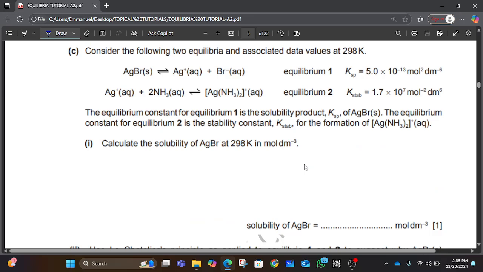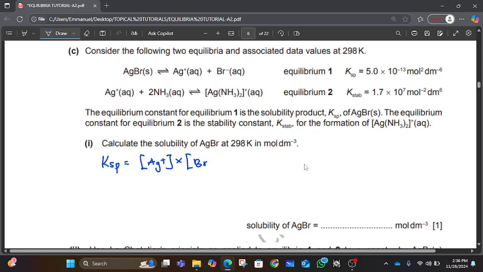Solubility means concentration. And the only thing we know about this salt is the solubility product. So it means we can use the KSP expression to find the solubility of the AgBr. The KSP expression for this salt is giving us the product of the concentrations of the ions of this salt raised to the stoichiometric amount.